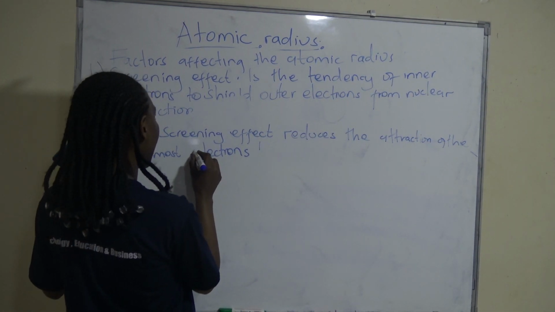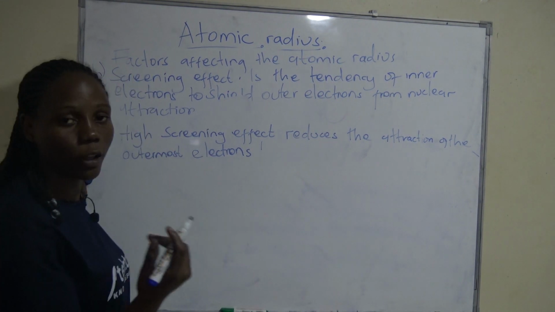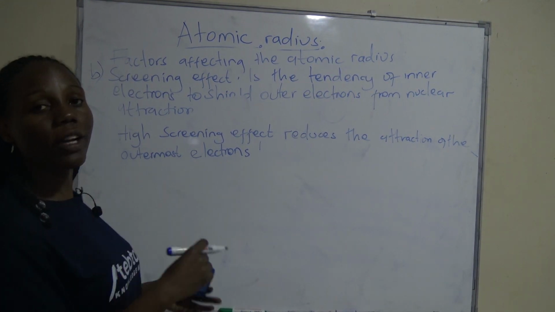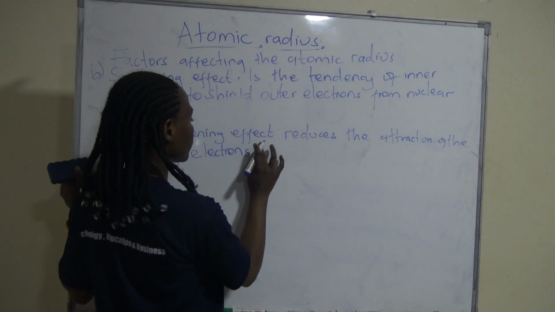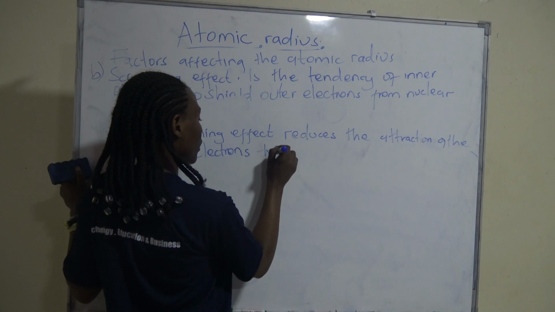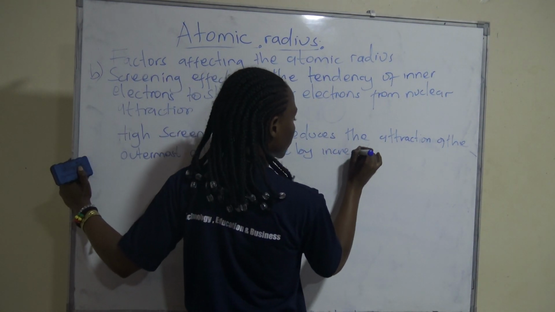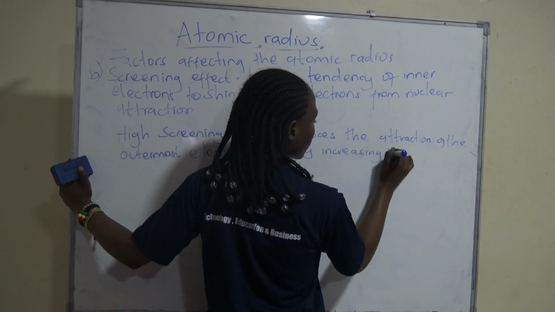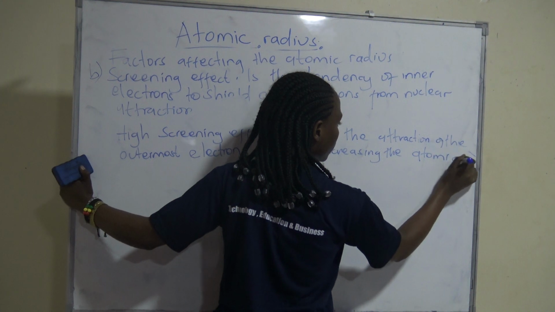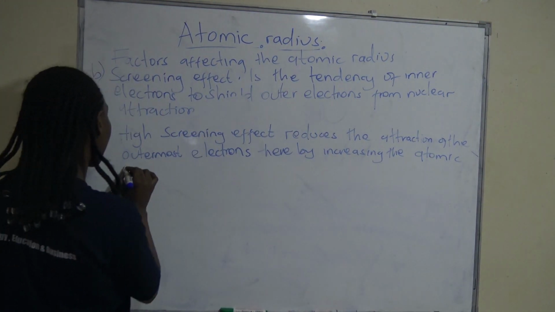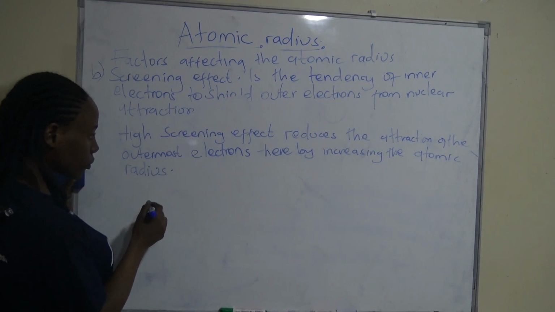And when it reduces the attraction of the outermost electrons, what happens to the atomic radius? The atomic radius increases. Outermost electrons, thereby increasing the atomic radius.